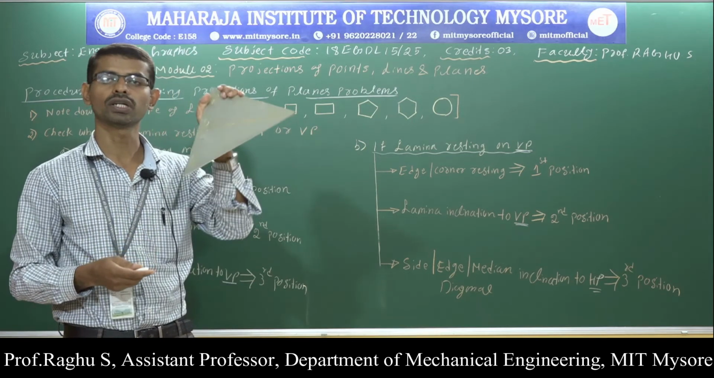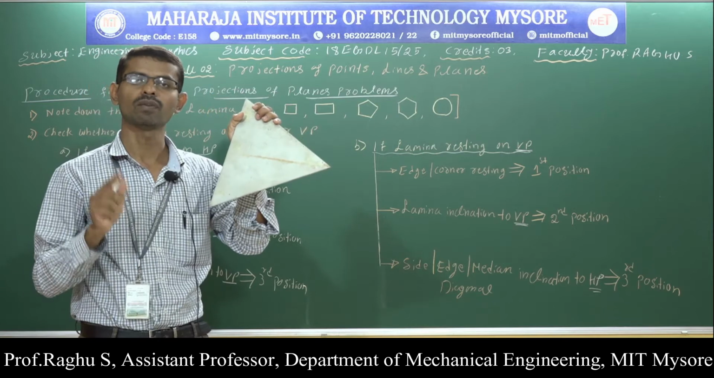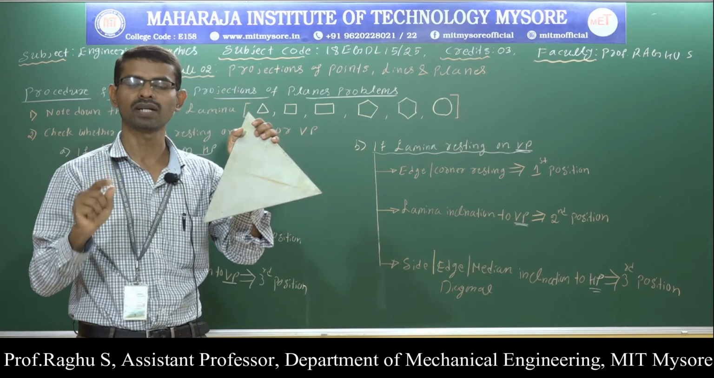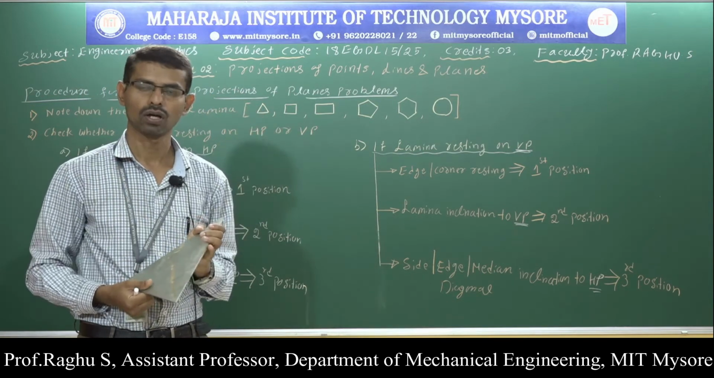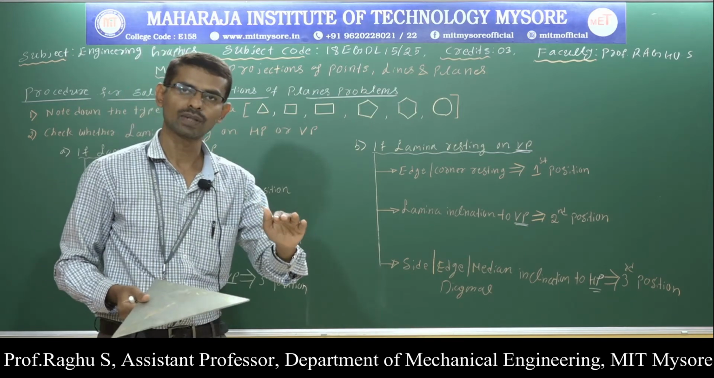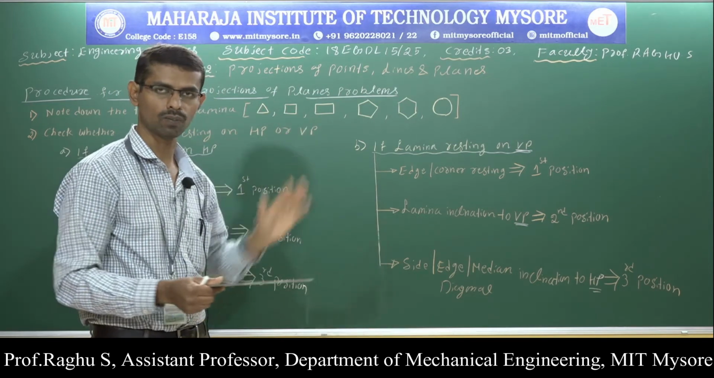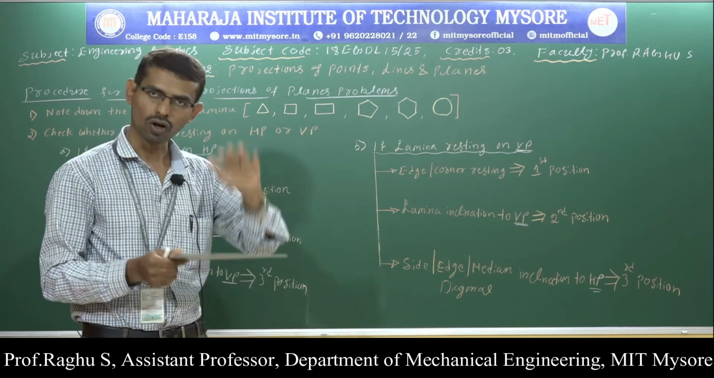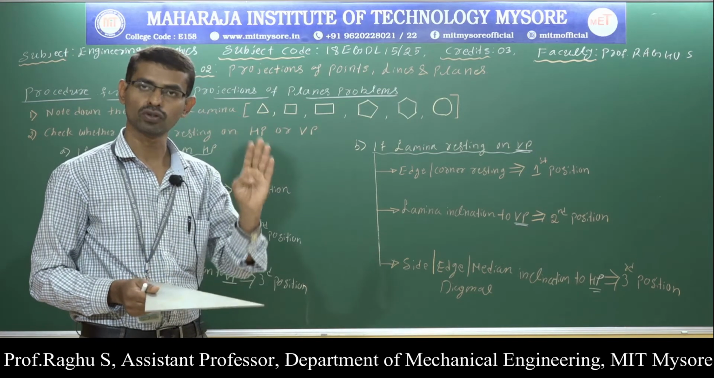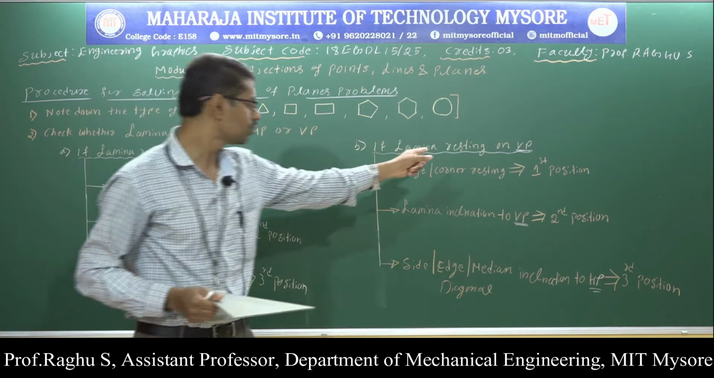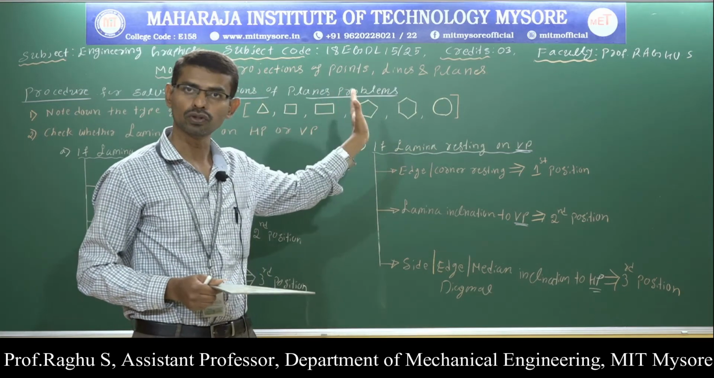So first, note down the type of the lamina. The lamina may be a triangle, rectangle, square, pentagon, hexagon or circular. After that, check whether the lamina is resting on the horizontal plane or vertical plane. Suppose the lamina is resting on the horizontal plane, start the first position with the top view. If the lamina is resting on the vertical plane, start the first position with the front view.